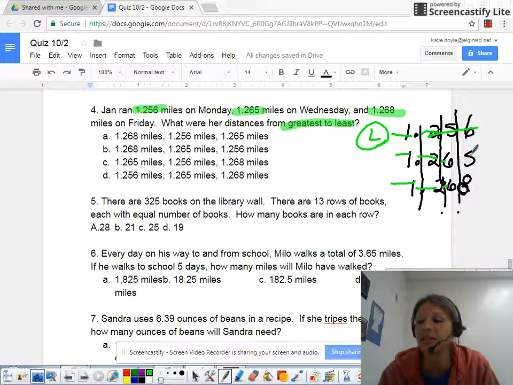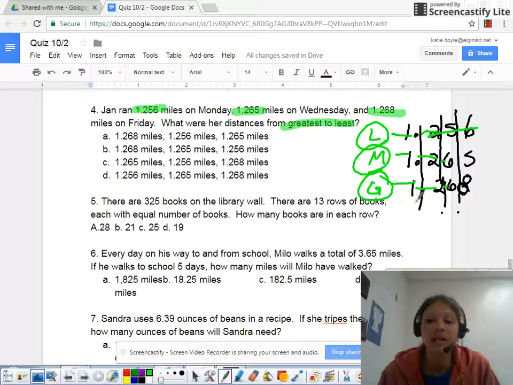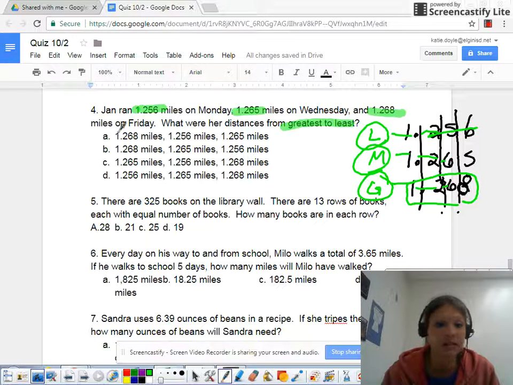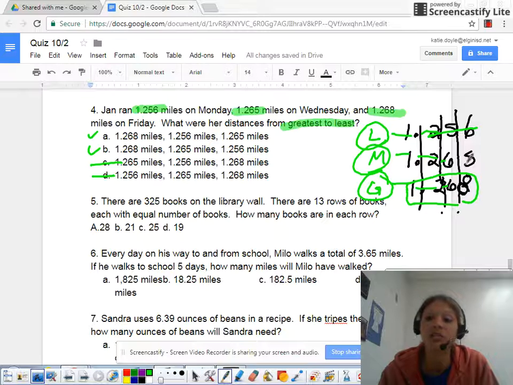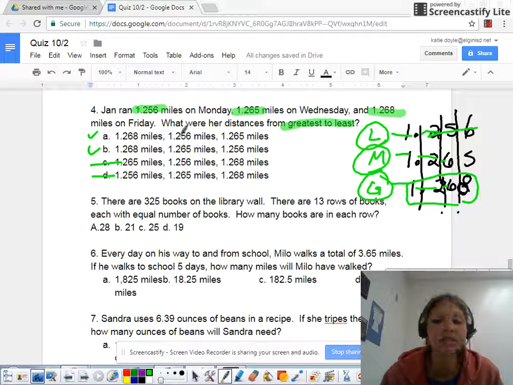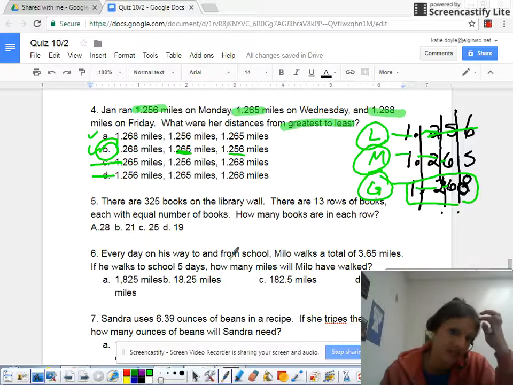Now we're left with these 2 6s, so we go to the next column. We're stuck between a 5 and an 8. Which one is bigger? The 8. So this one is the greatest, and this one is in the middle. Now you're going to look for 1 and 268 thousandths to be in the first place. This one, but that eliminates C and D. Now we need the middle number, 1 and 265 thousandths. There it is, and there's our last one. So B is the correct answer.